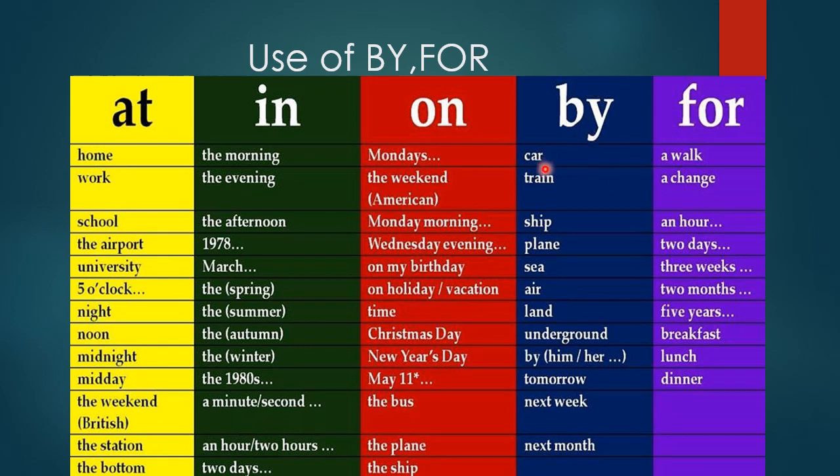Clear? Again, I'm going to quickly read this for you all. By car, train, ship, plane, sea, air, land, underground, by him or her, by tomorrow, by next week, by next month. Clear? For: I went for a walk, I went for a change, I went for an hour, I went for 2 days, I went for 3 weeks, I went for 2 months, I went for 5 years, I went for breakfast, I went for lunch, I went for dinner.